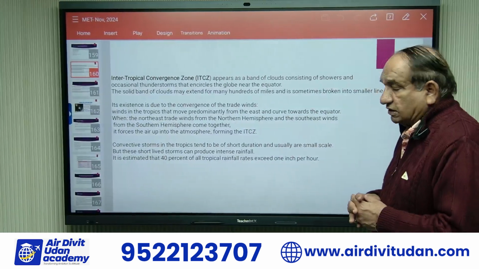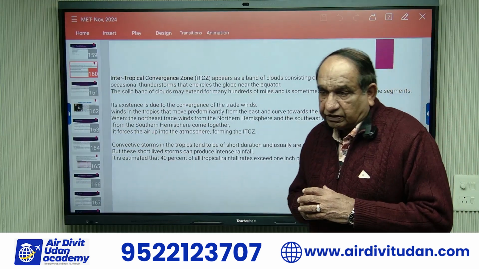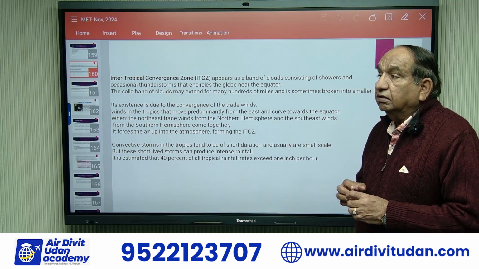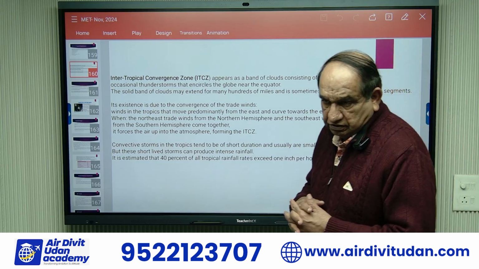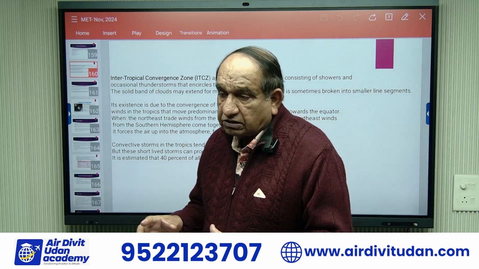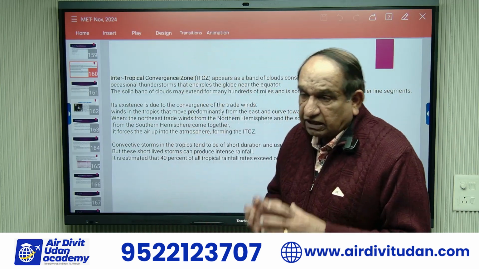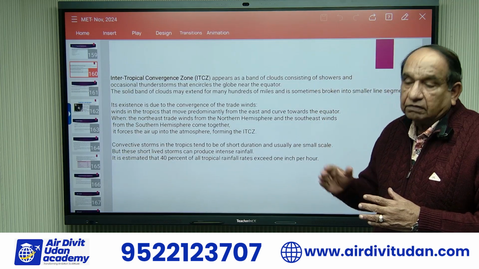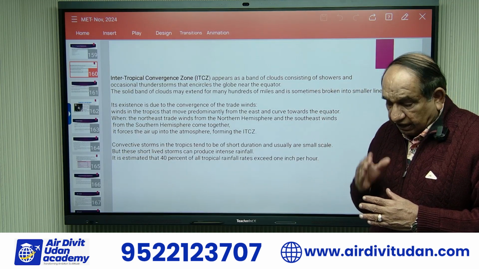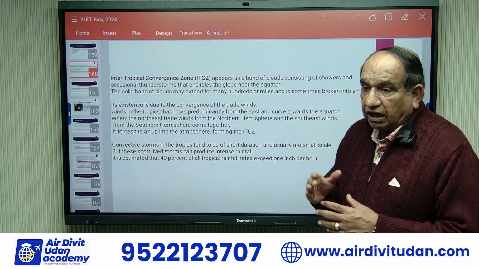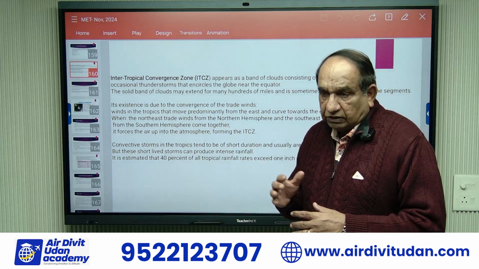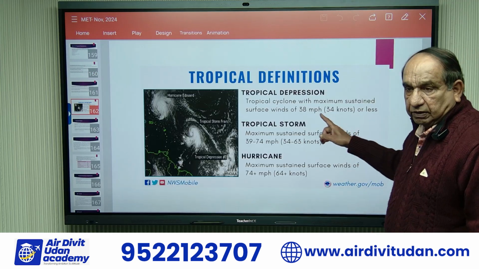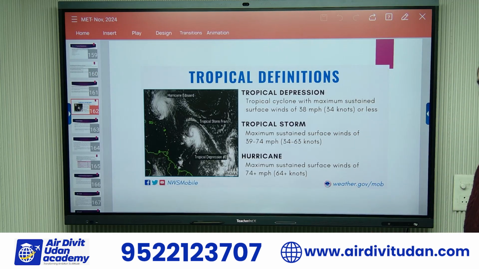The ITCZ is important to Indian aviators because as it moves, it carries the monsoon with it. That means the advance or retreat of the monsoon is linked with ITCZ. As the sun progresses northwards, the ITCZ moves northwards, and the cloud band, which is the Indian monsoon, moves northwards. Tropical depression or monsoon depression.